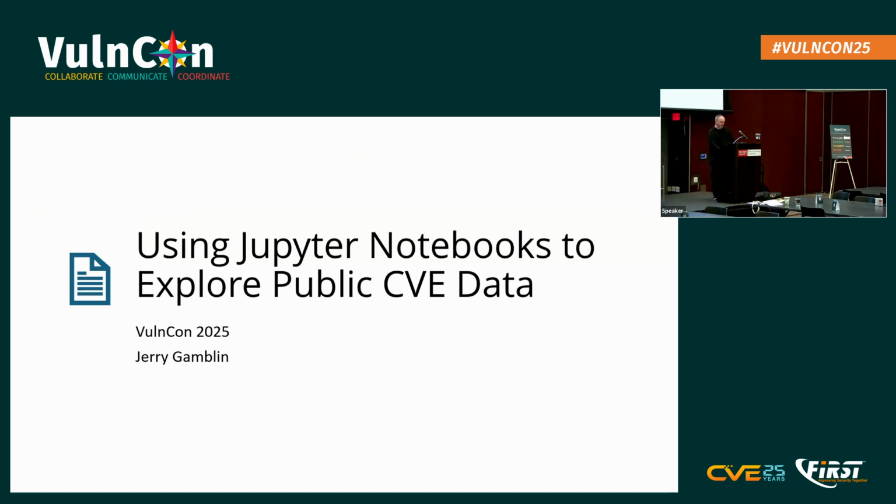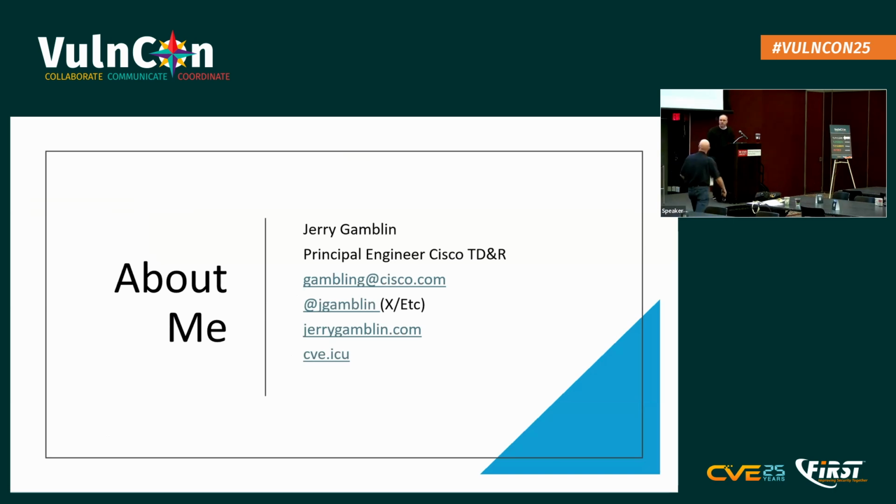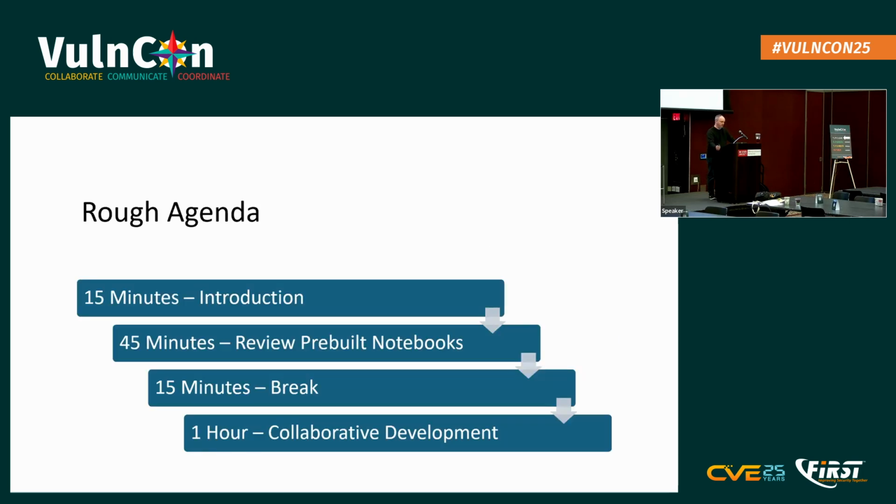My name is Jerry Gamblin. About me, I'm a principal engineer at Cisco, in the Threat Detection and Response Group. If you have any questions, please email me at gamblin@cisco.com. My website is jerrygamblin.com, and I run CVE.ICU, which you might have seen in the past. It just produces vulnerability data reports every day so that you can look at those inside your company and get an idea of what's happening in the CVE world.